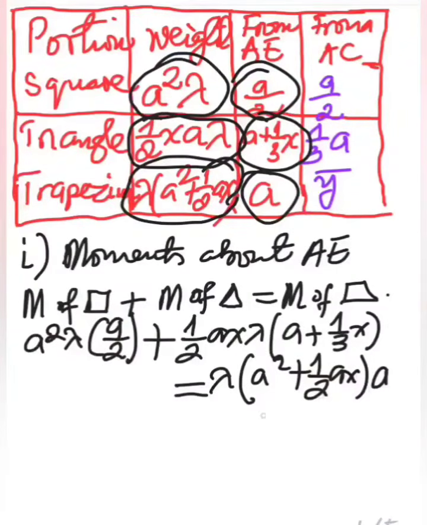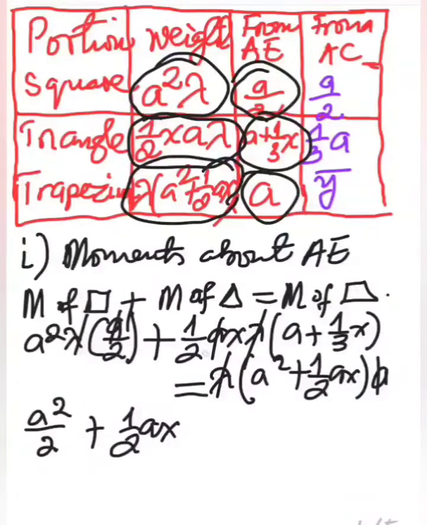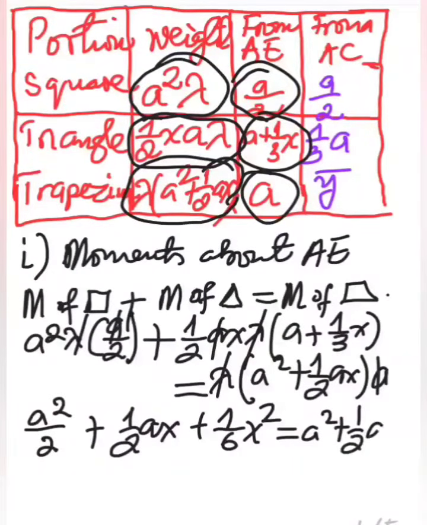So when you observe all the terms, you see that lambda a is common. So I cancel lambda, cancel a here to have 1. So half will be in the bracket, a and lambda will cancel, lambda and a would cancel. And finally we have a squared over 2 plus half ax, when I expand half x into the bracket there, plus 1 over 6 x squared should be equal to a squared plus half ax.